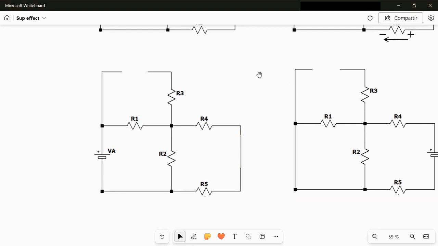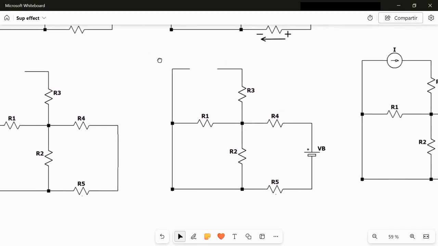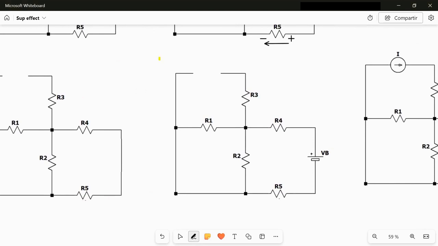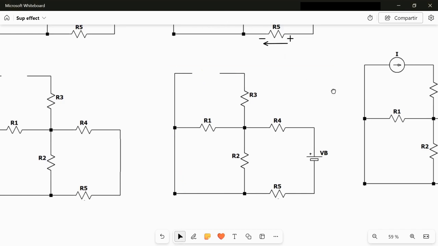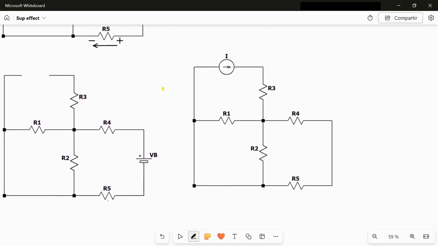And now let's consider the case in which we have just VB on. So we turn off the current source I, we turn off the voltage source VA, and we solve the circuit as in the previous case. Finally, we have the third case in which we turn off both voltage sources and keep on the current source. So we have VA off and VB off, both replaced with a short circuit.